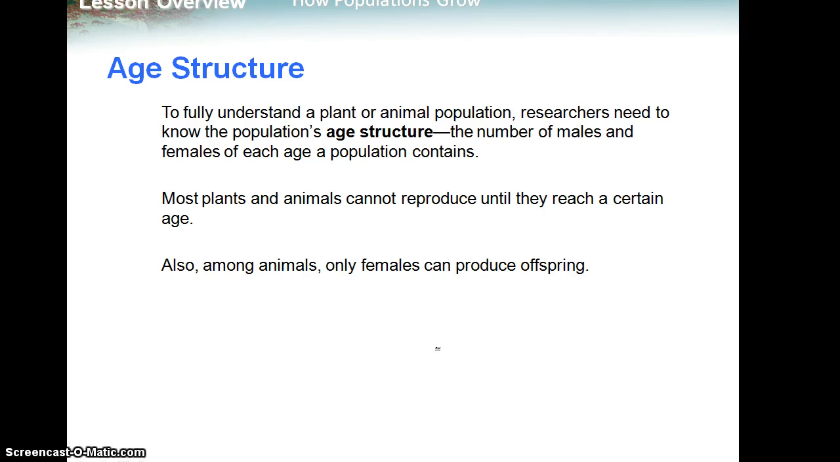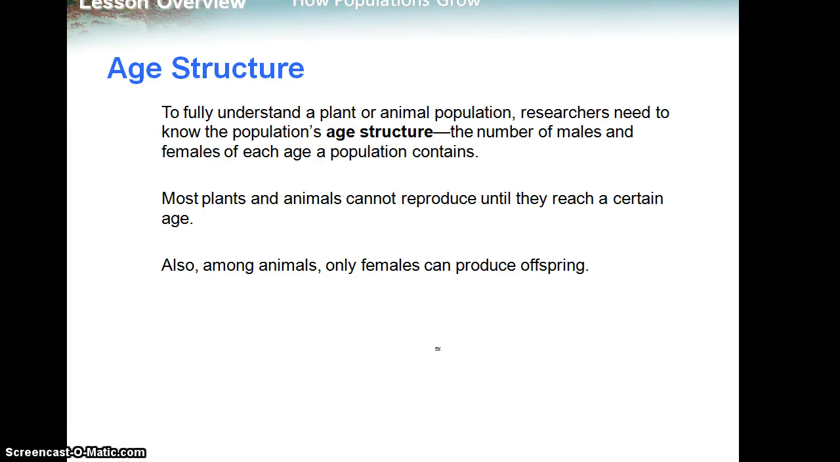Finally, we have age structure. When we talk about a population, we want to talk about how many males and how many females of each age a population contains. And the reason that we do that many times is because not only in animals but also in plants, species can only reproduce once they reach a certain age, once they reach a certain maturity. Certainly that is true with humans, and so humans cannot reproduce until they reach puberty.